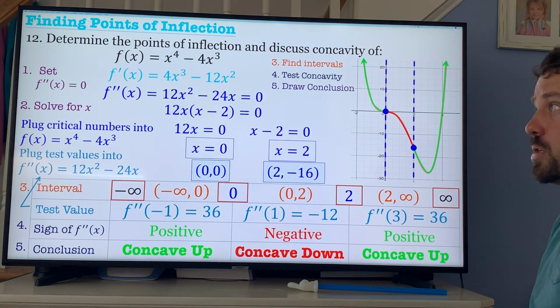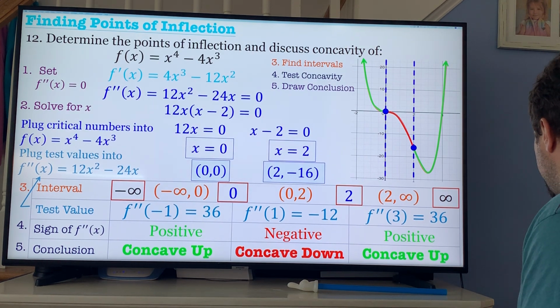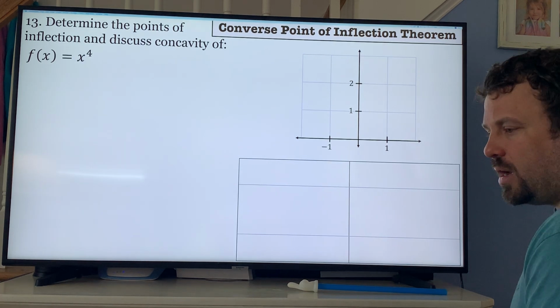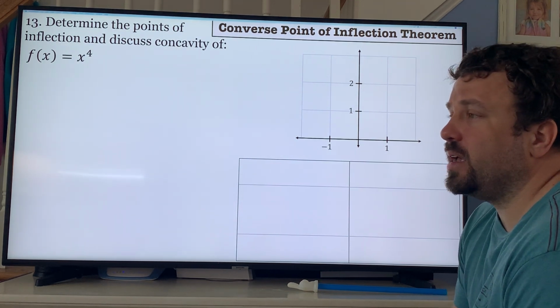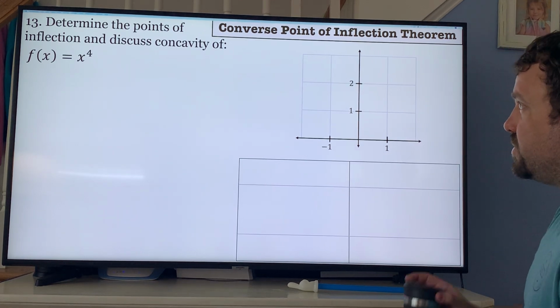All right, so let's try some more examples. We're doing really good. We're over halfway through this lesson. Like I said, this lesson does take a while to go over. In real school time, it takes about 4 days.